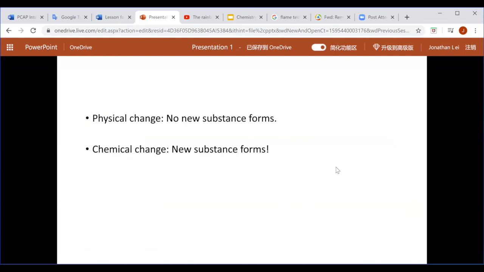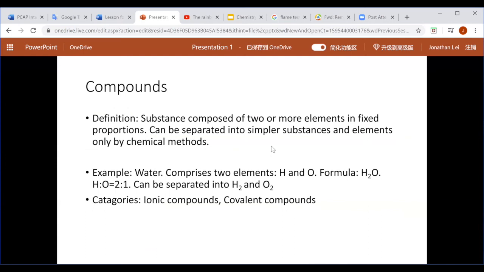Okay, so let's move on to compounds. The definition of compounds is substance composed of two or more elements in fixed proportions, which can be separated into simpler substances and elements only by chemical methods. For example, water. Water comprises two elements, hydrogen and oxygen. The formula is H2O, which means the ratio of hydrogen to oxygen is 2 to 1. It can be separated into hydrogen and oxygen by chemical method.